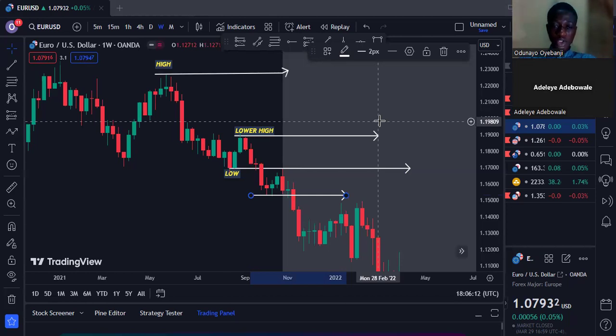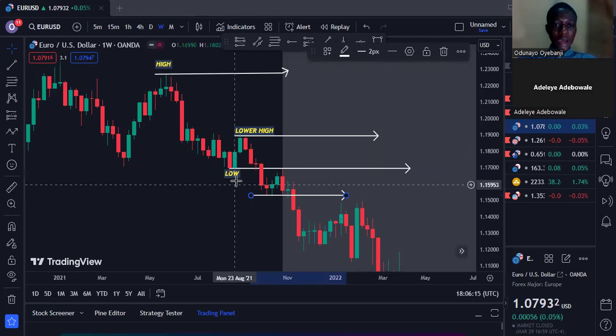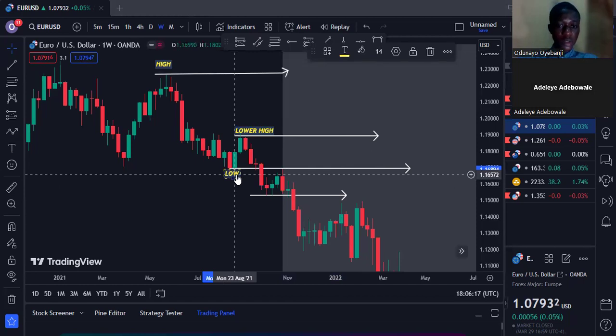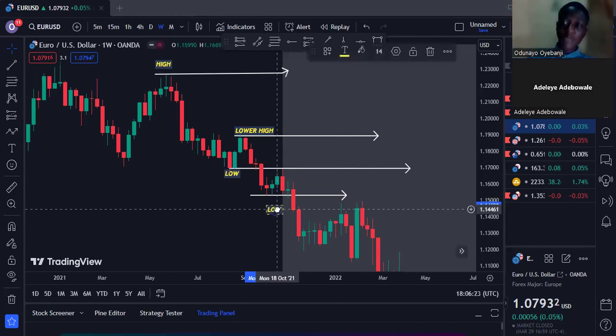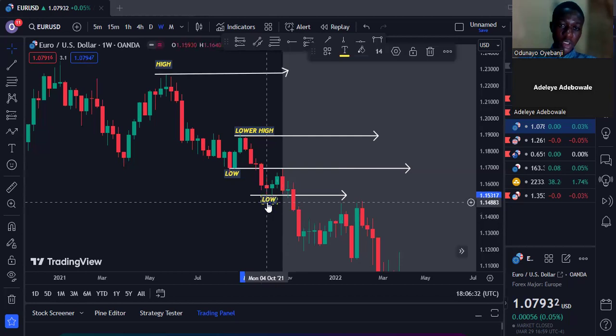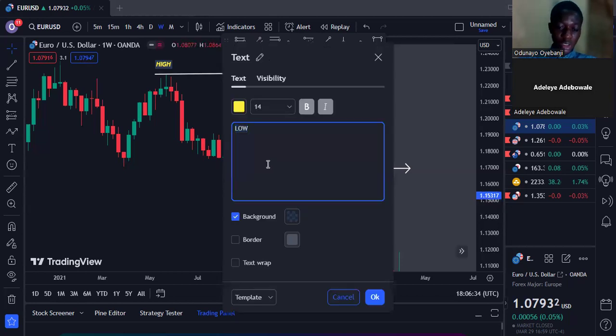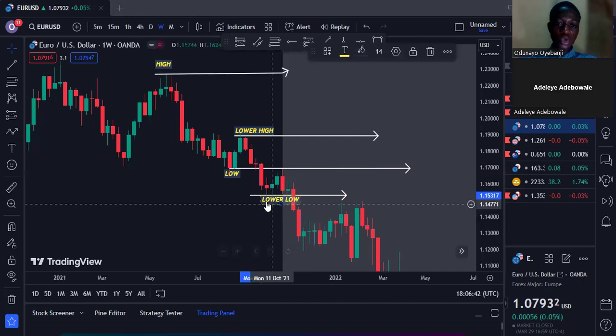Yes. So formation of a new low, and this new low is lower than the previous one. Can you hear that? This new low is lower than the previous one. So this is a lower low. This new low is lower than the previous one.